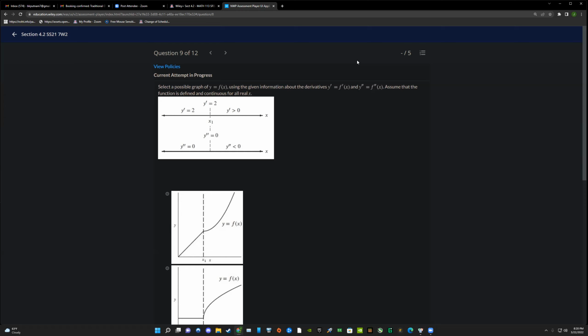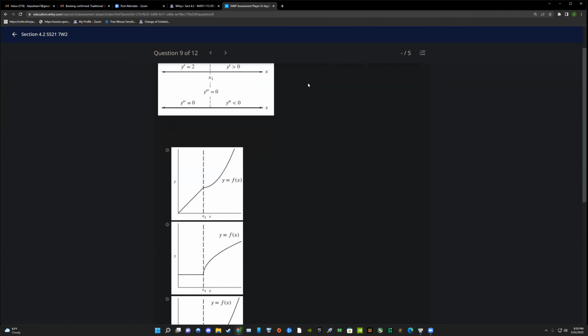Do you see where it says y prime? There are 2 places where it says y prime equals 2. There's a dashed line down the middle. That's the first thing that's kind of similar. On the right, it says y prime greater than 0. What that means is the function is increasing to the right of that dashed line. So we'll go down to graph 1, and do you see how it is increasing to the right of that line?